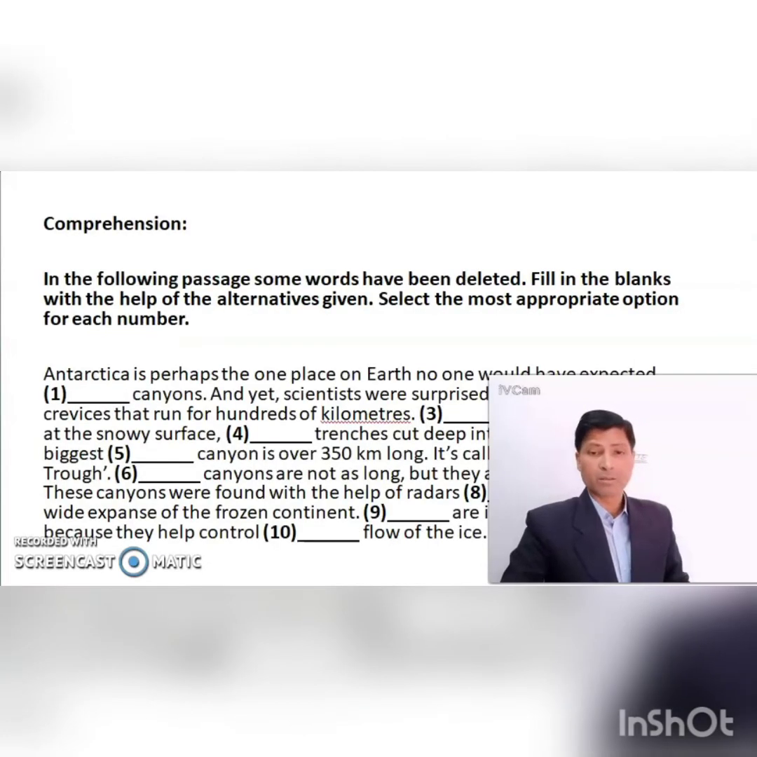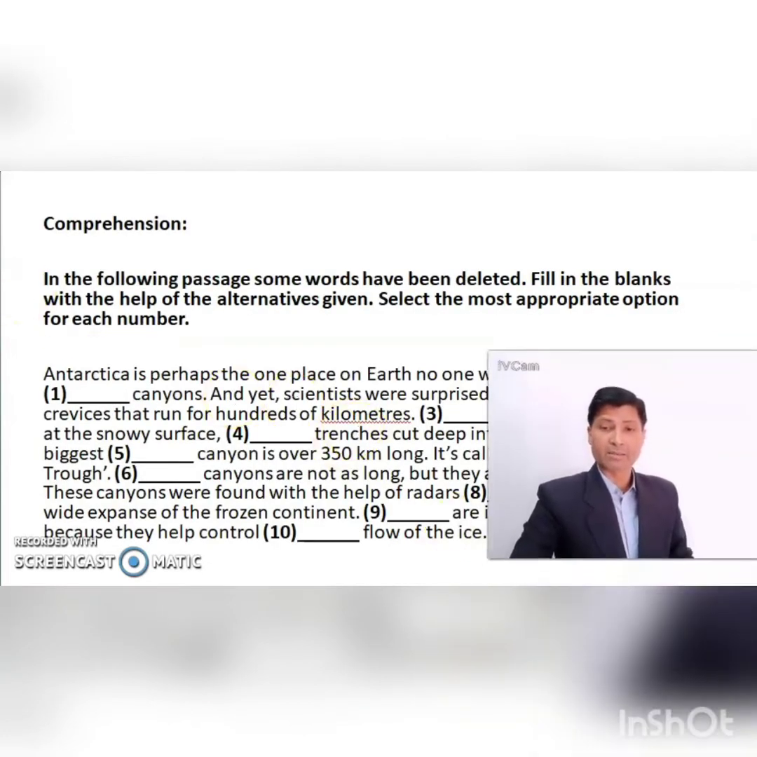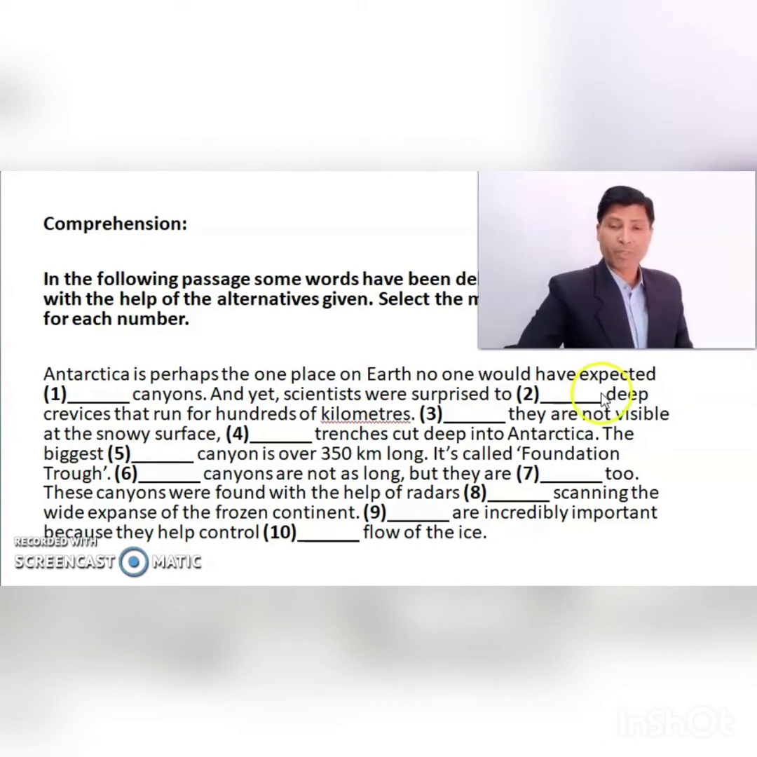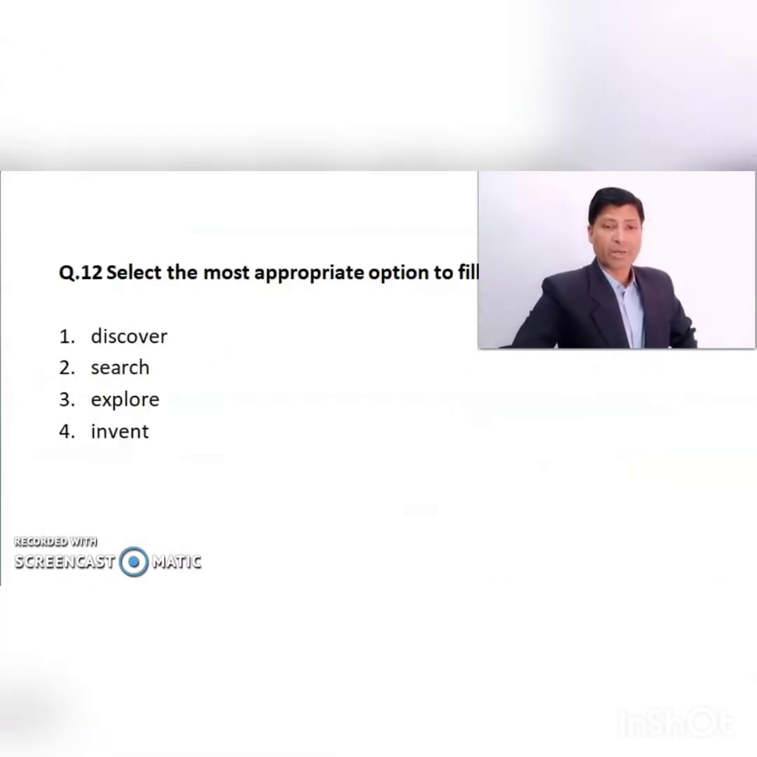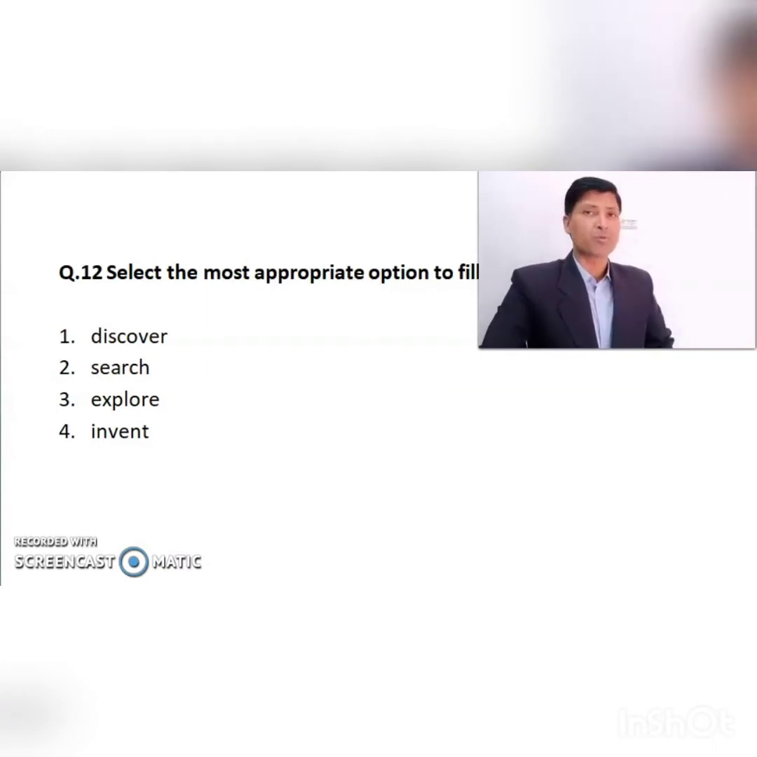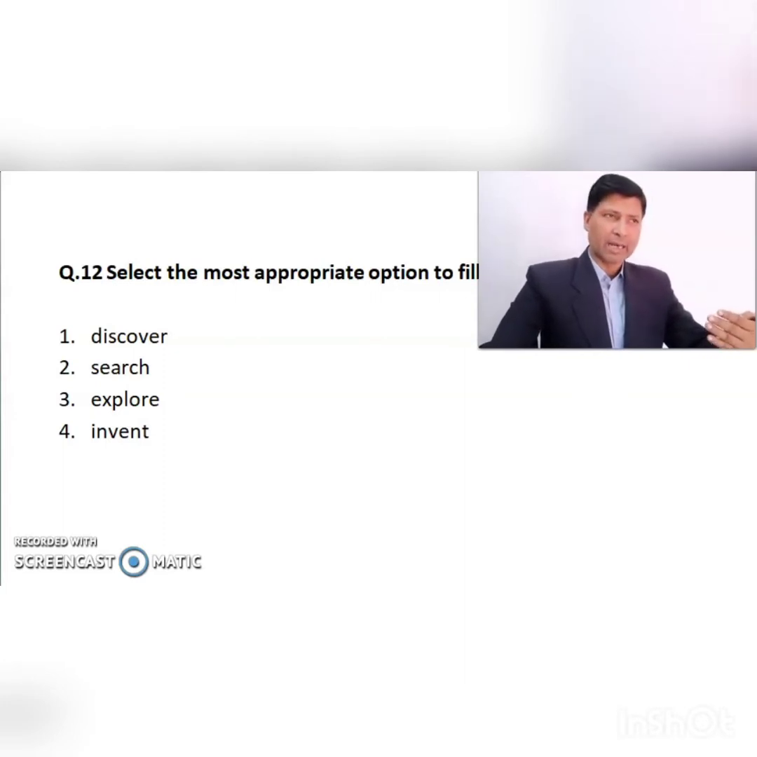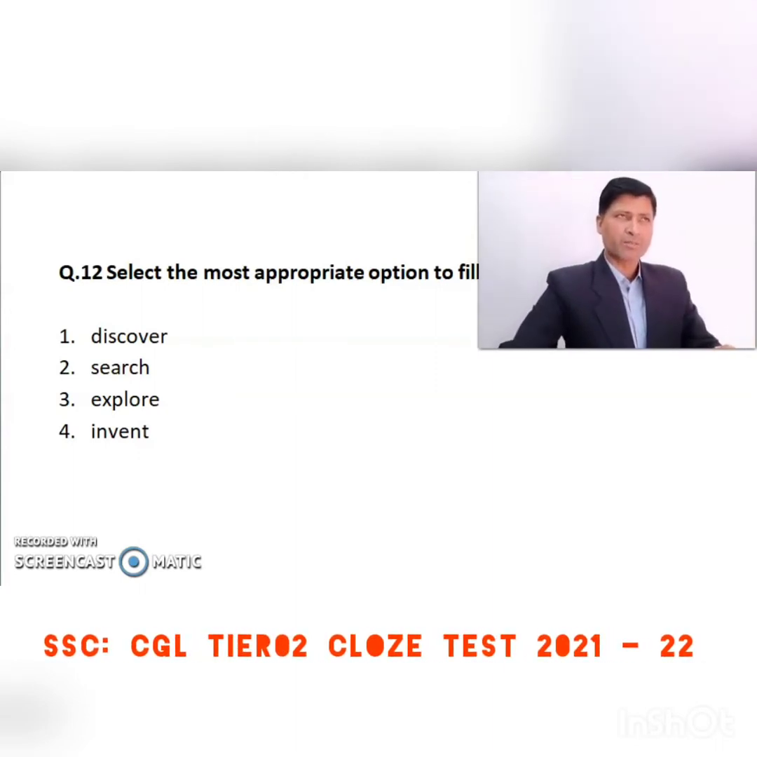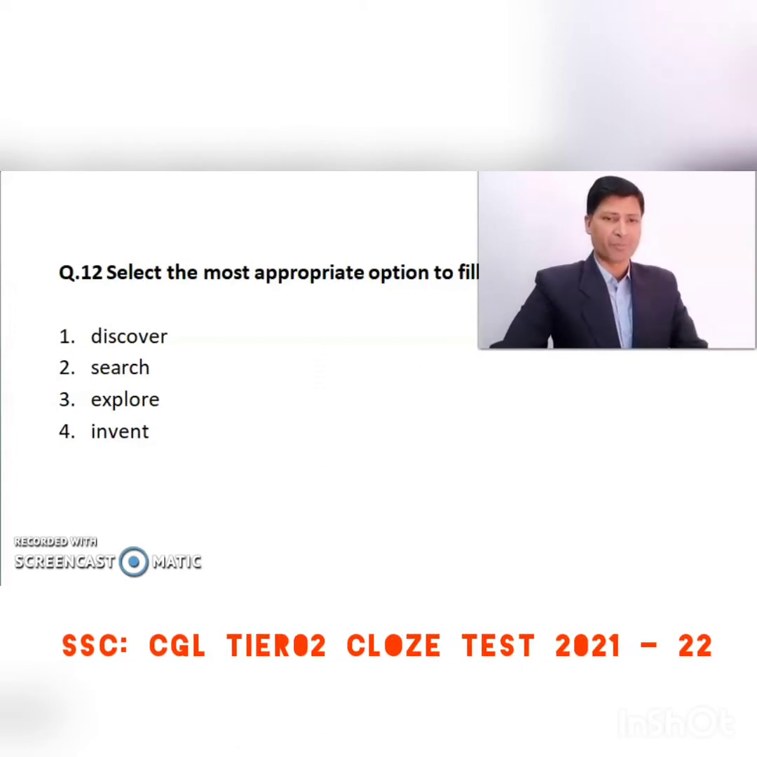So here we say the question tells us that expected to find canyons, and yet scientists were surprised too. So here deep crevices have already been existing. So there are 4 words. So will it be discover, search, explore, invent? Of course it will be discover. Discover goes with something that has been existing and the scientist brings it to light. So this word is invent, discover. Search is you are trying to find something for the sake of information.